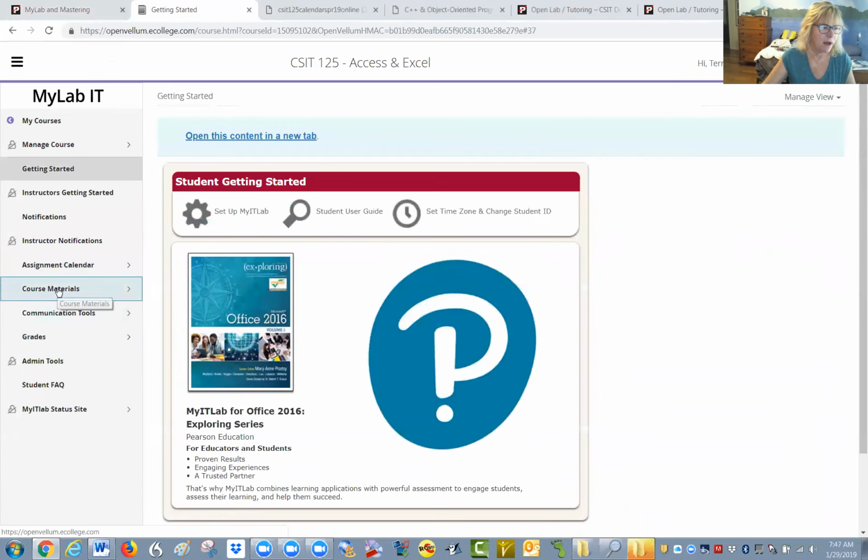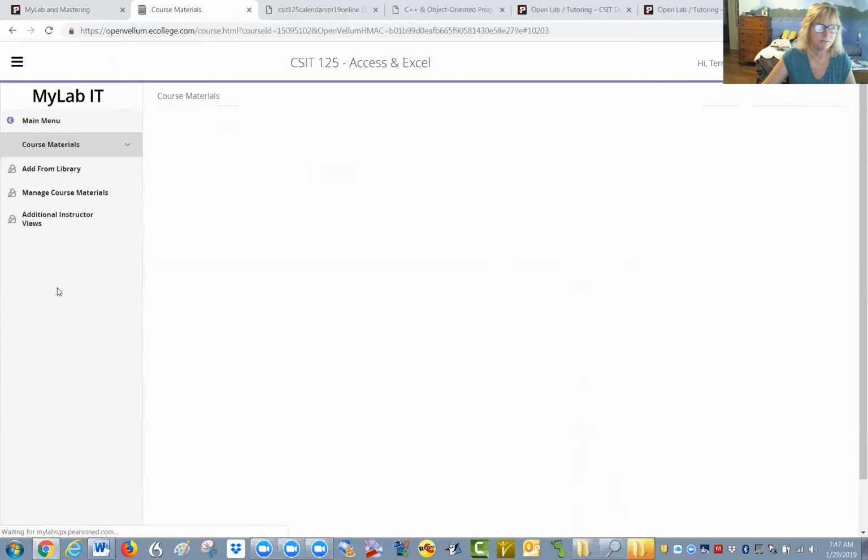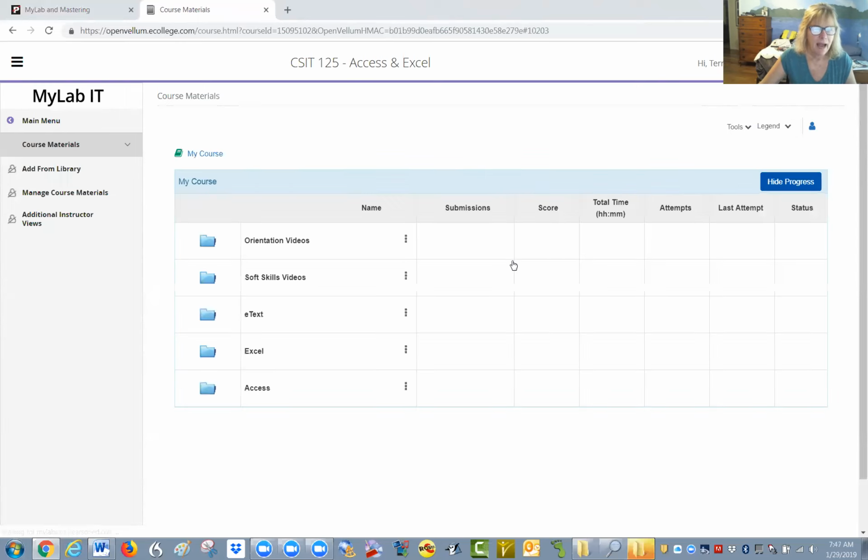So let's look at what you need to do. In My Lab and Mastering, I always go to course materials. Yes, I have a few things. My IT Lab, or my lab IT, is a little slow the first 2 weeks of the semester because everybody's enrolling in the system, so you can pull it apart. And you'll understand more about this as you take this class.